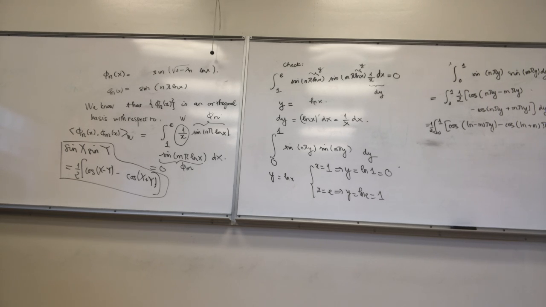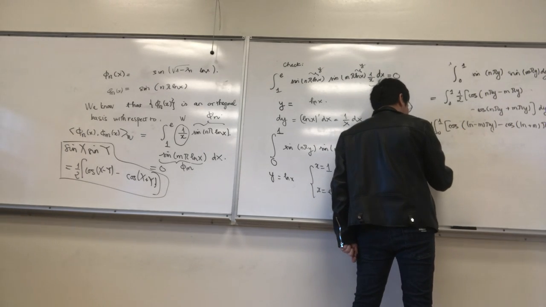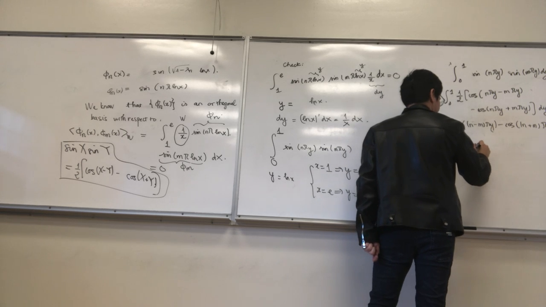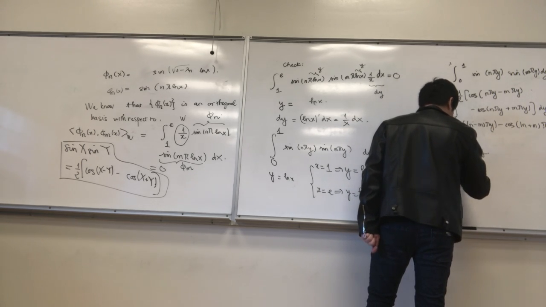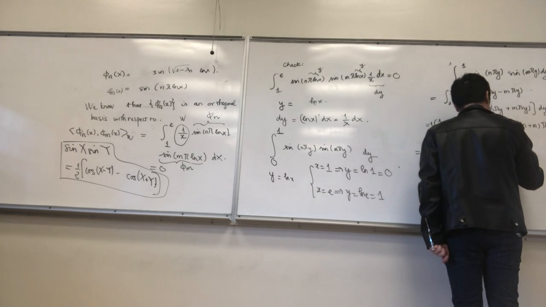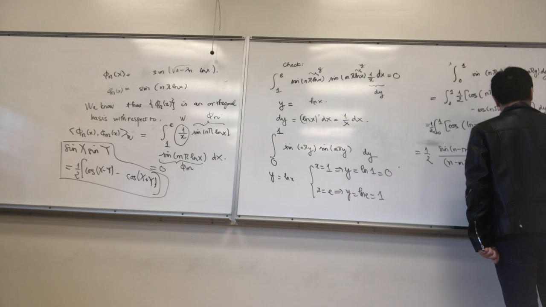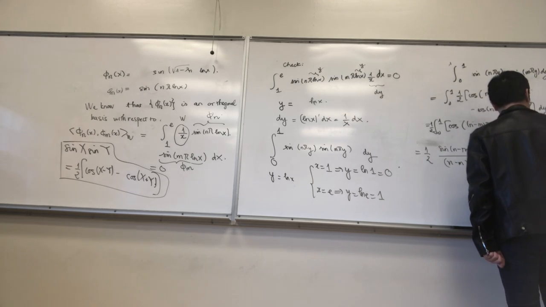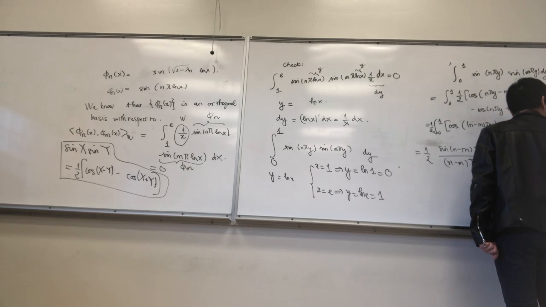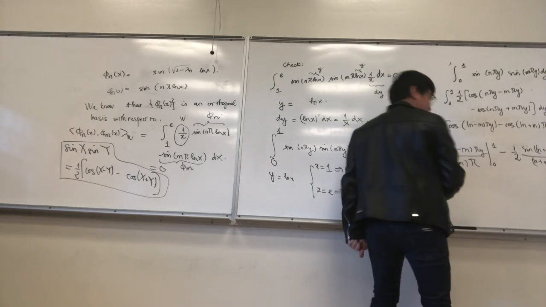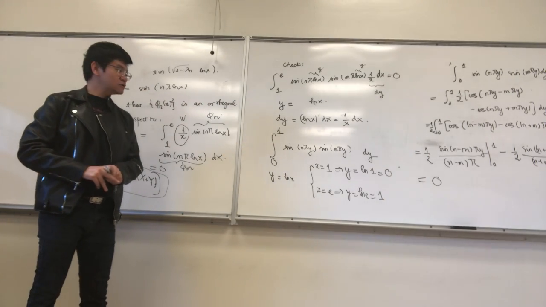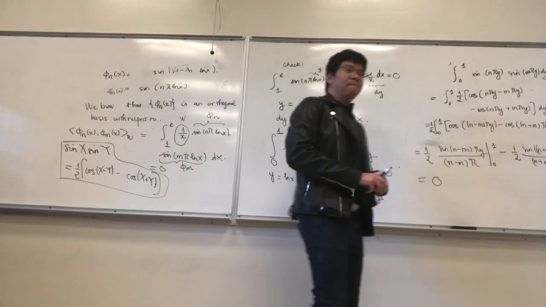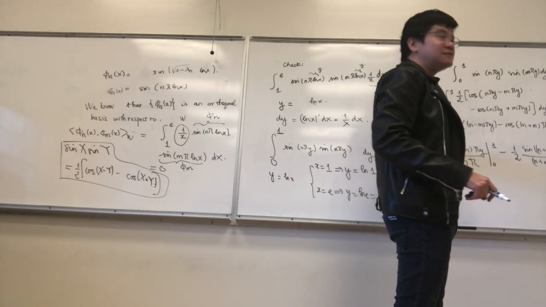Yes? Is it because when we integrate, we'll have sine? Mm-hmm. So when we plug in, sine will be 0. Because the first guy gives you 1/2 sinus of n minus m pi y divided by n minus m pi, and I evaluate at 0 and 1, minus 1/2 sinus of n plus m pi y divided by n plus m pi, and I evaluate at 0 and 1. They're both 0, because sinus of n plus m pi is 0, sinus of 0 is 0. So basically, this is 0.